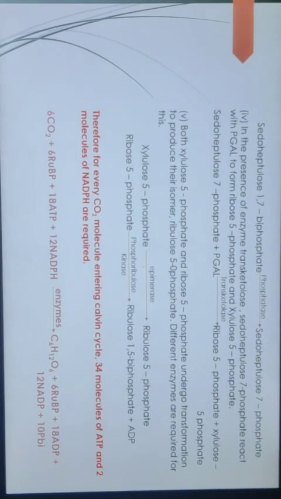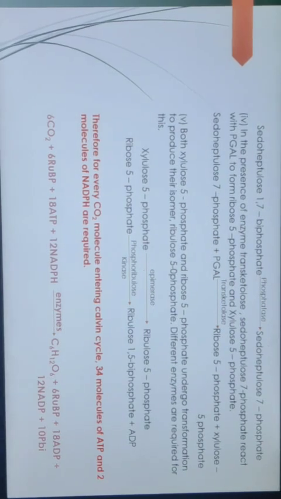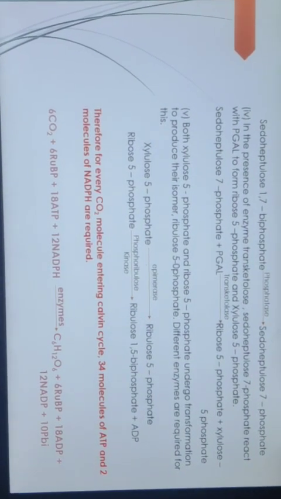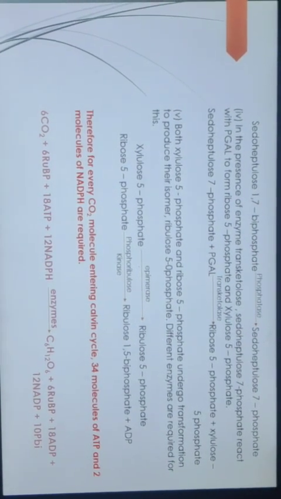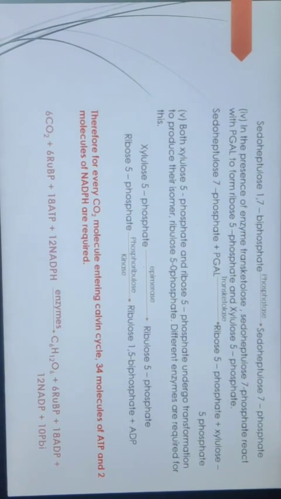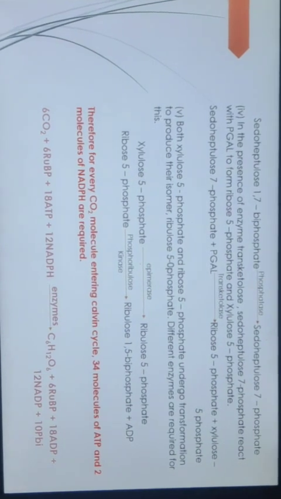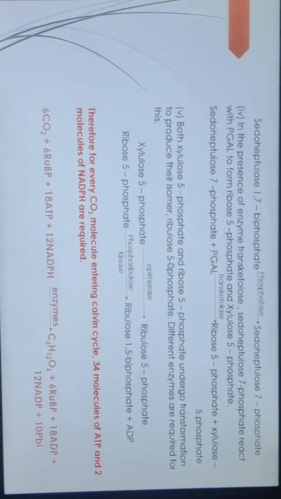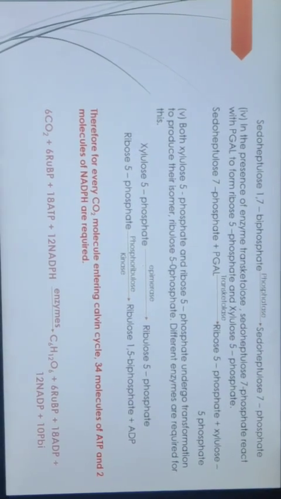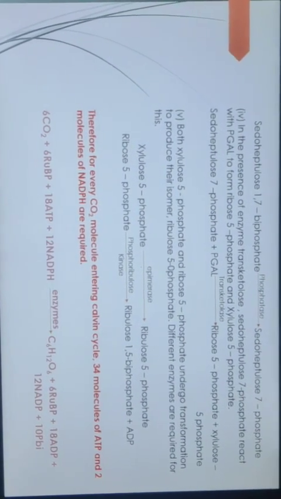So the sedoheptulose 7-phosphate, which is formed from the above step, again in the presence of enzyme transketolase. So you should remember again the name of the enzyme is the transketolase. Sedoheptulose 7-phosphate again reacts with phosphoglyceraldehyde to form 5-carbon compounds, ribose 5-phosphate and xylulose 5-phosphate. Now these two compounds are formed from the 7-carbon compound, that is sedoheptulose 7-phosphate, in the presence of enzyme transketolase.